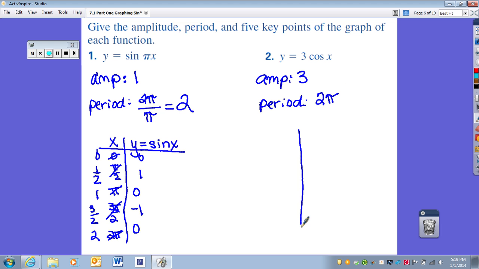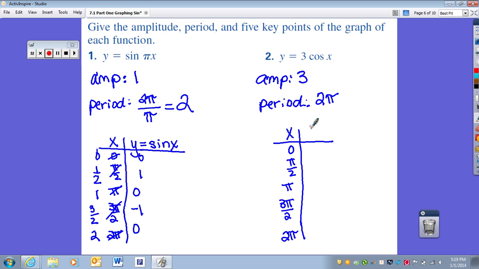So let's find our other 5 key points that we would graph. In this case, our period is the same as our basic function, so that's not going to change. So we have our 0, pi over 2, pi, 3 pi over 2 in our radians, and 2 pi as we finish our cycle.